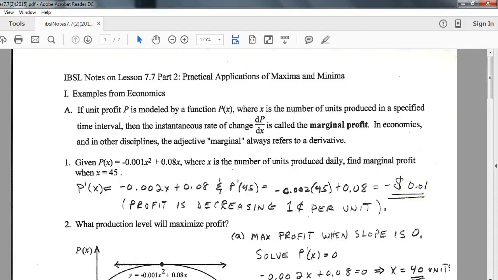So how do we interpret that? That basically means that our profit is decreasing at 1 cent per unit if we sell that number of units. That's what's going on there. Remember, this is from a derivative, so we're talking about a rate of change. So it has to do with an amount of decrease per unit, right? We're comparing two things for that rate.